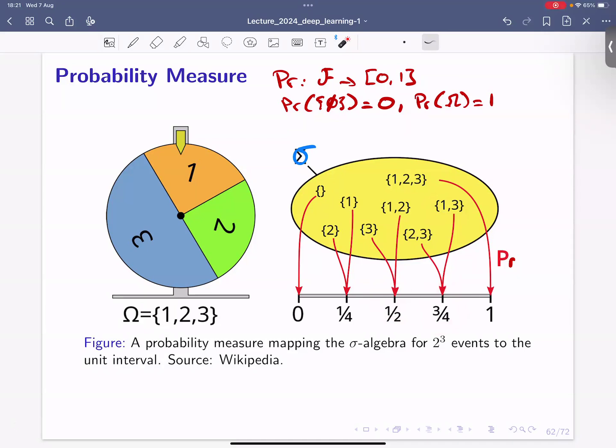Okay, so you can think of essentially this probability measure as taking all your sigma algebra, all the events that you consider, and then it gives you a map on this real line here between 0 and 1, and it tells you what is the probability of each of those events.